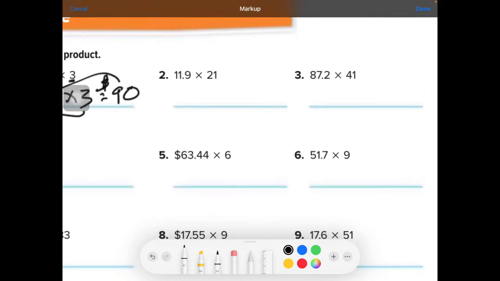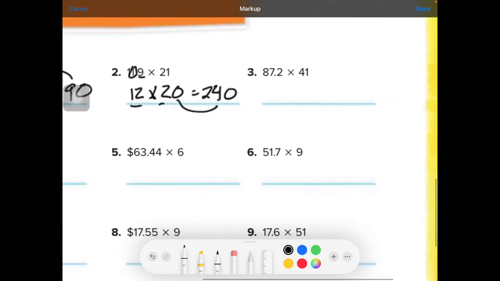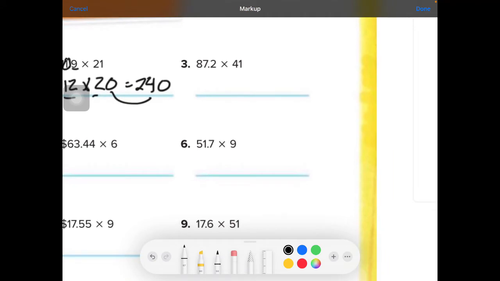Number 2. I'm going to change both of these numbers because neither of them looks very fun. This one is going to bump up to about a 12. And then I am going to tweak this 21 so it's more compatible, to a 20. Then I can do 12 times 2 is 24. Bring the 0 over for 240.